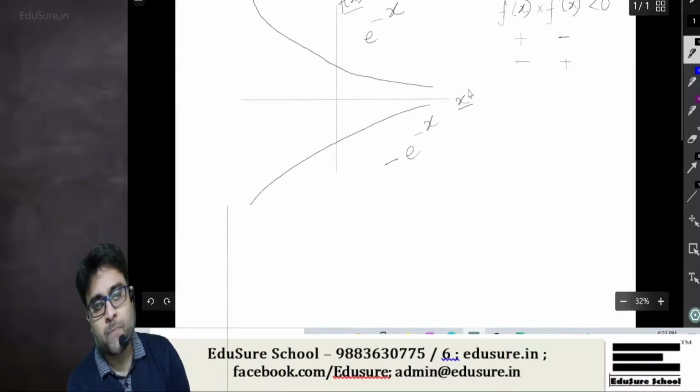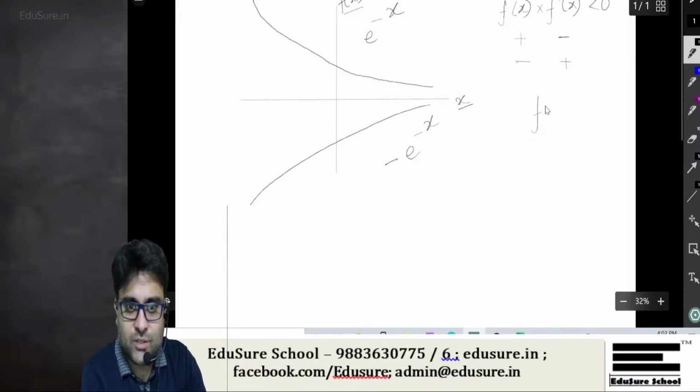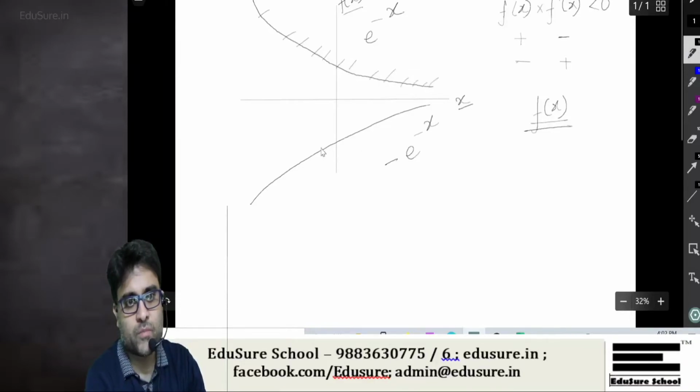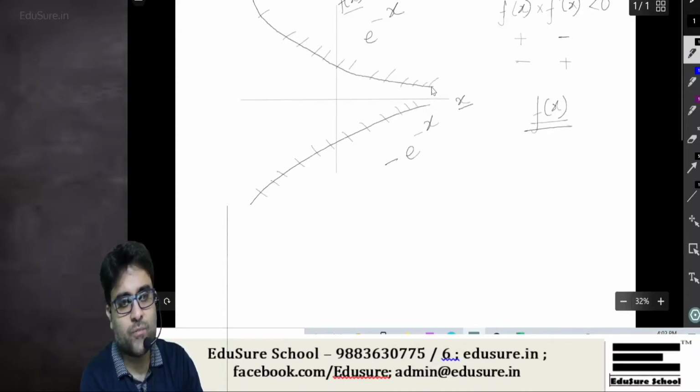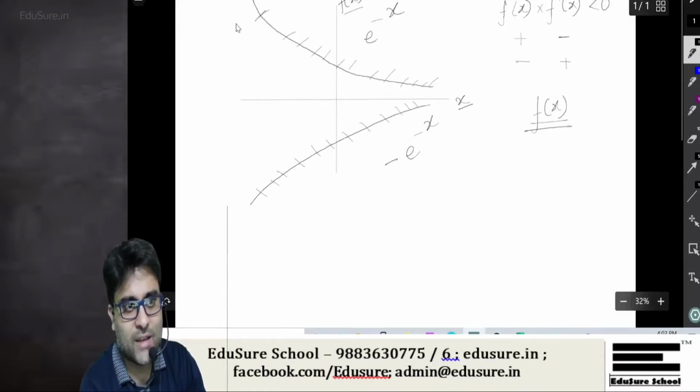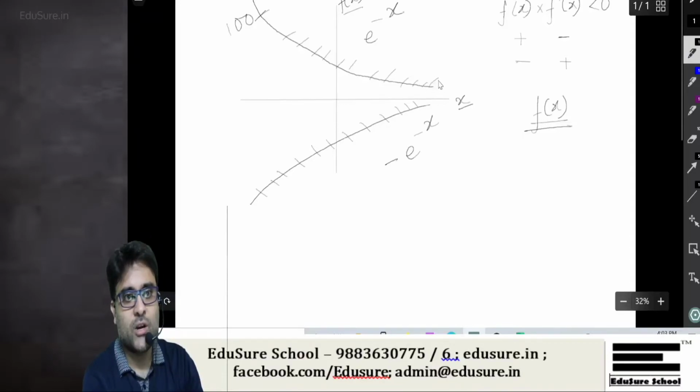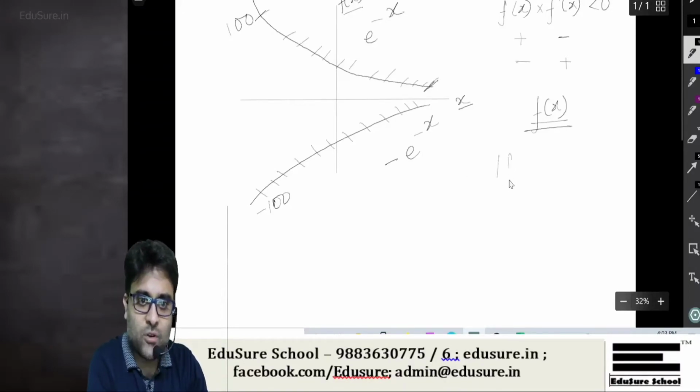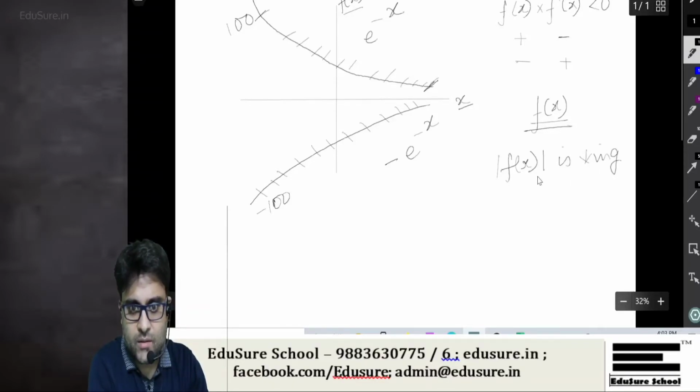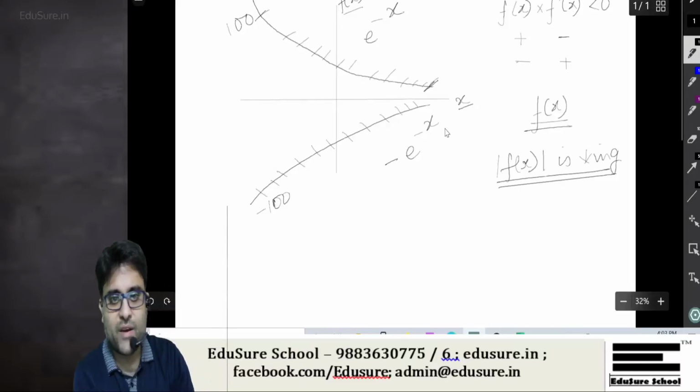Okay. So what is happening to the function f(x)? I'm going from extreme values and going towards 0. Correct? So either we are going from plus 100 to 0 or minus 100 to 0. In any case, the absolute value of f(x) is decreasing. The absolute value of f(x) is decreasing.